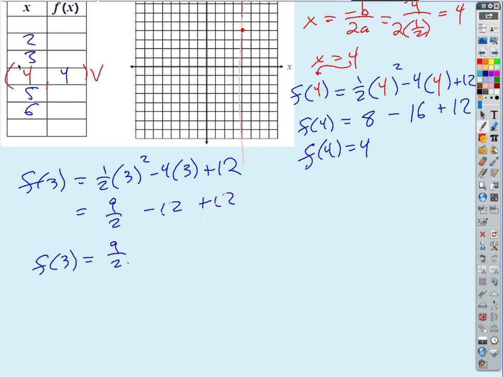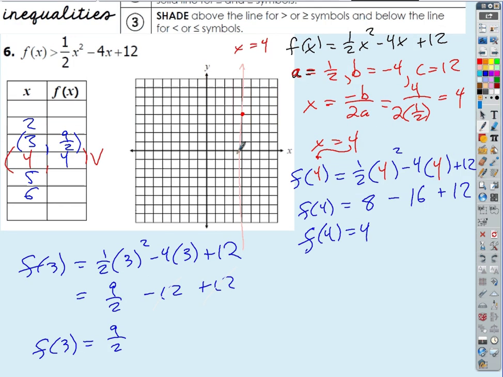That's not a very convenient number, though, is it? It'd be 4.5. It's not super convenient. I got a fraction out of it. Now, I can put the point there, but it's a little harder. Yeah, I went over 3 and I went up 4.5, so I was right there, wasn't I? That's just not a real convenient one.